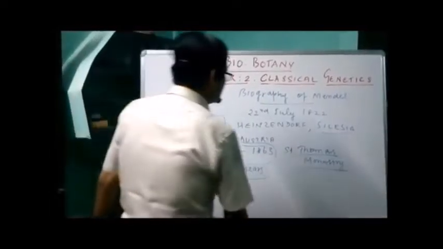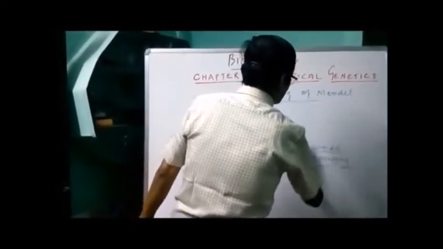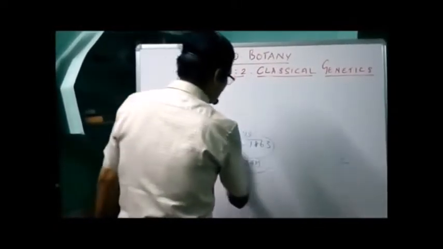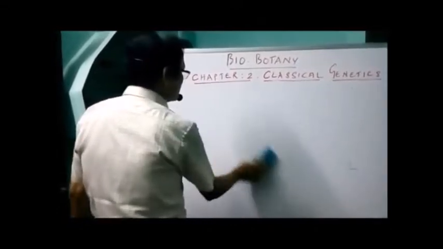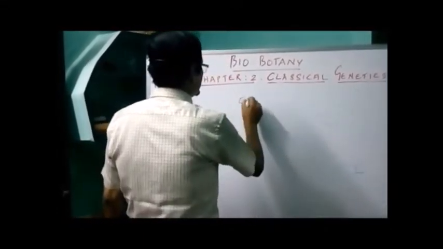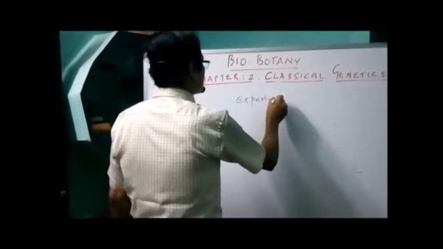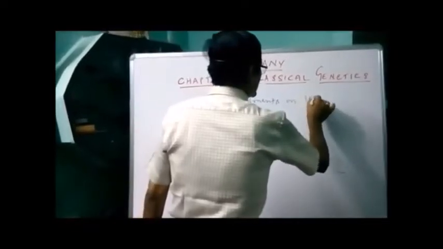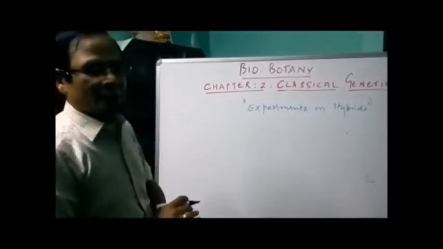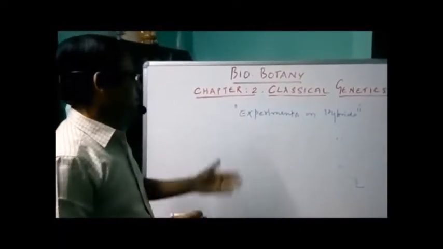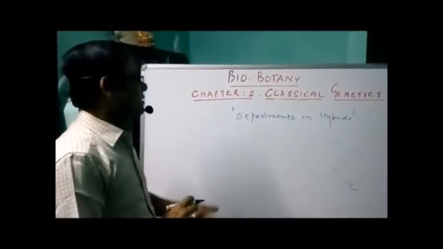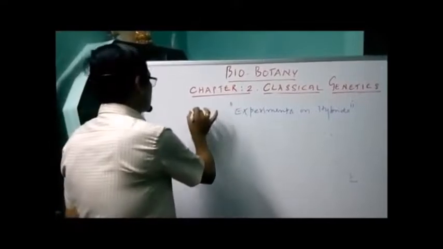Then in 1866, he presented and published his paper entitled Experiments on Hybrids. Experiments on hybrids, so experiments on plant hybridization also you can see. This is the name of the publication presented and published with the title Experiments on Hybrids in 1866.